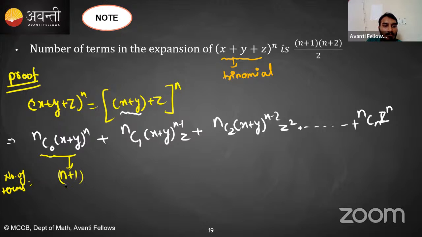n plus 1 terms. Now how many terms are there in (x plus y) raised to the power n minus 1? It is n minus 1 plus 1, so n terms, right? Because with each of these terms, nC1 into z will get multiplied, so the number of terms will not increase. It will remain n. Similarly, how many terms are there in this? n minus 1. So like that, the last one is a single term, nCn z raised to the power n, single term, right?